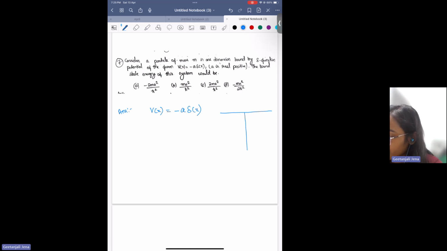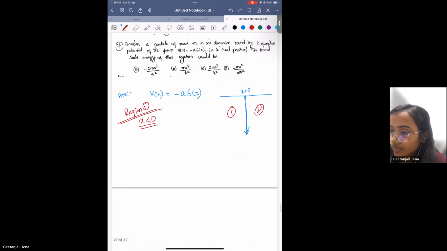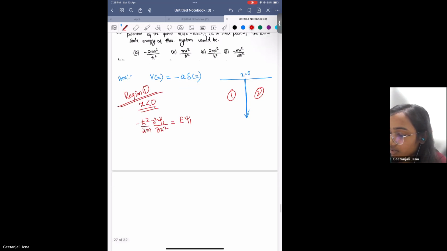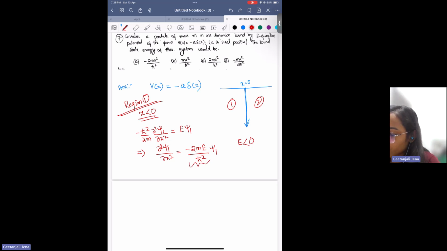So we have V of x equal to minus a delta of x. That means at x equal to 0, we have a Dirac delta potential. There are two regions, region 1 and region 2. Let us solve region 1, where x is less than 0 and the potential is 0. So minus h cut squared by 2m del squared psi 1 by del x squared equals E psi 1. So del squared psi 1 by del x squared would be minus 2mE by h cut squared psi 1. Remember, we are calculating for the bound state, for which E is less than 0, so this is a positive term, not a negative term.